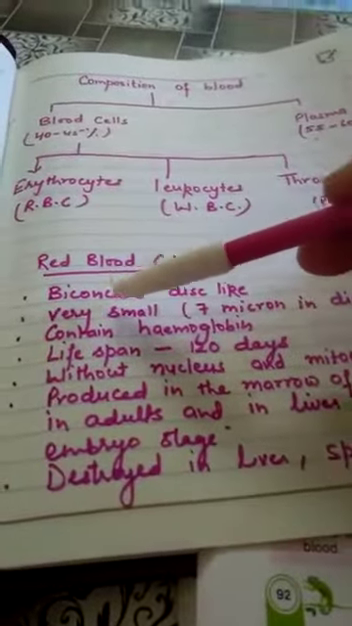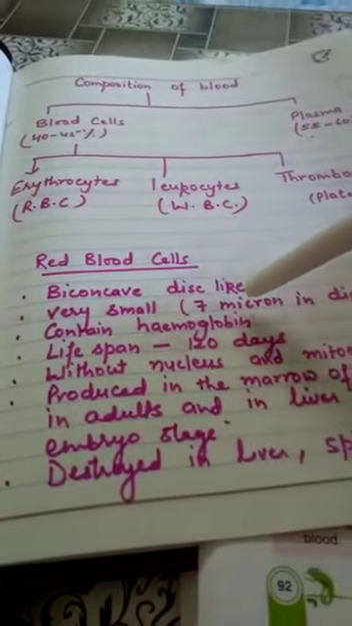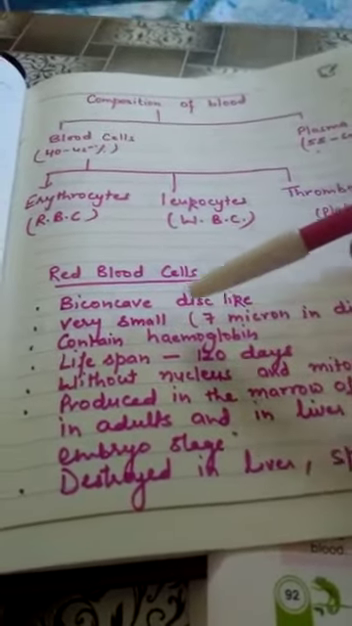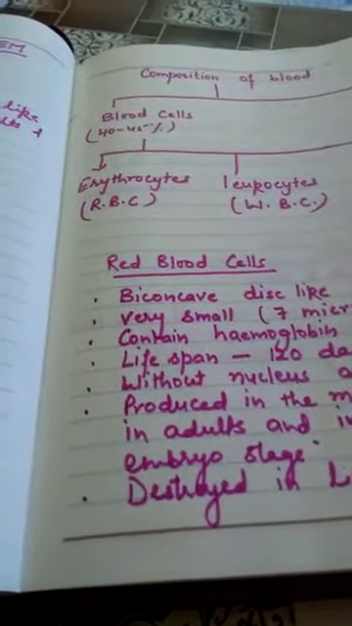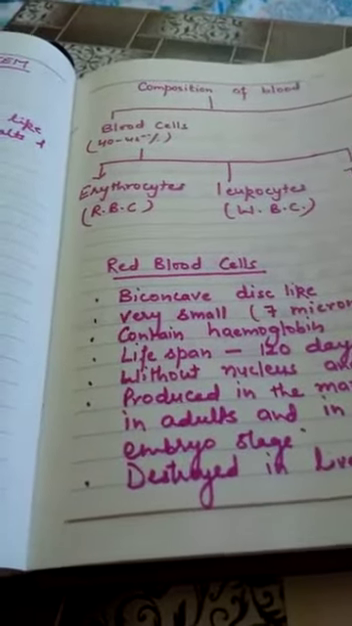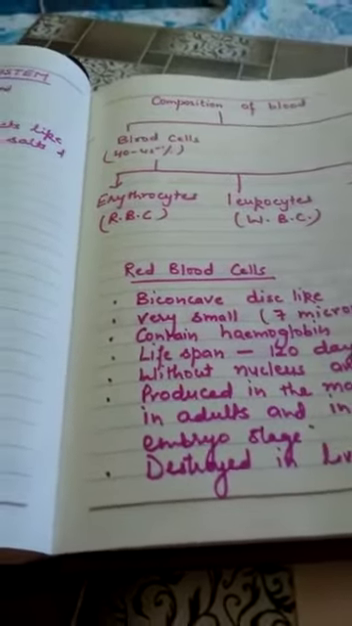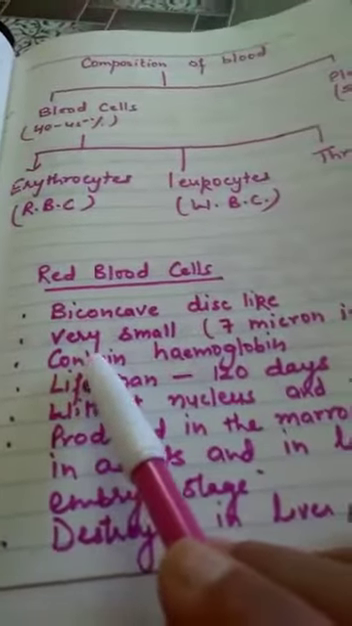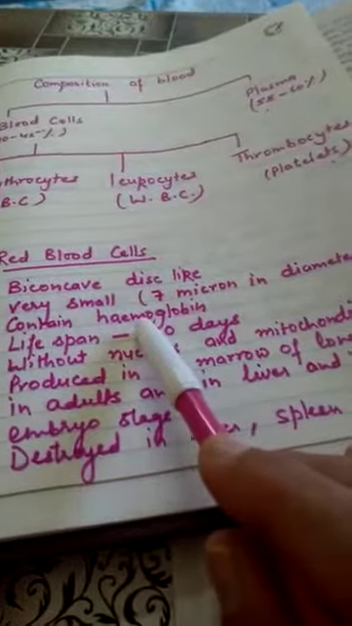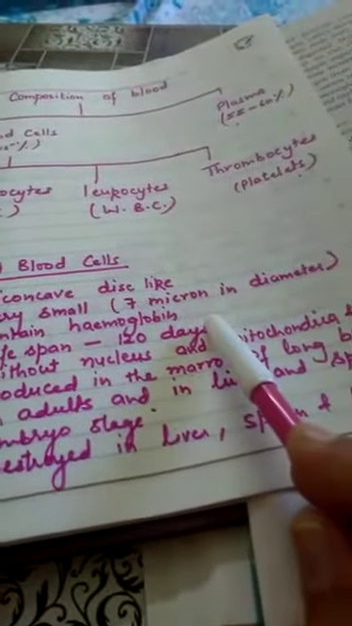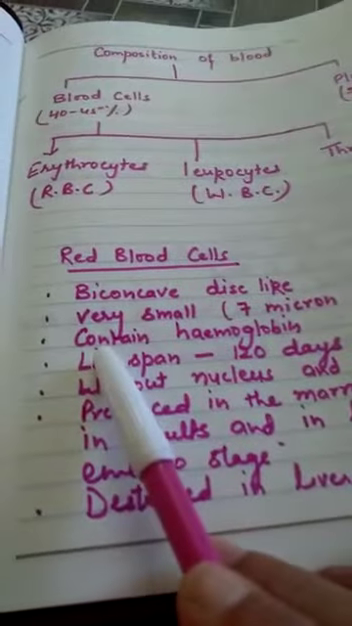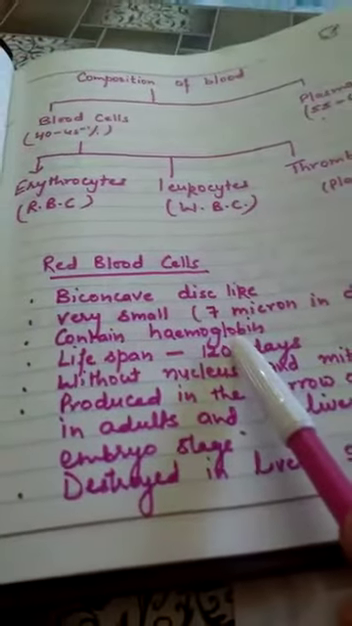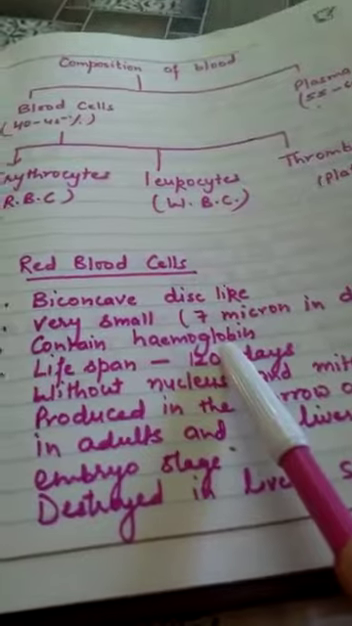Red blood cells are biconcave disc-like structures. Biconcave means there is a depression in the middle portion on both the sides, and from the sides they are thicker. These are very small in size, about 7 micron in diameter. They contain a pigment called hemoglobin.